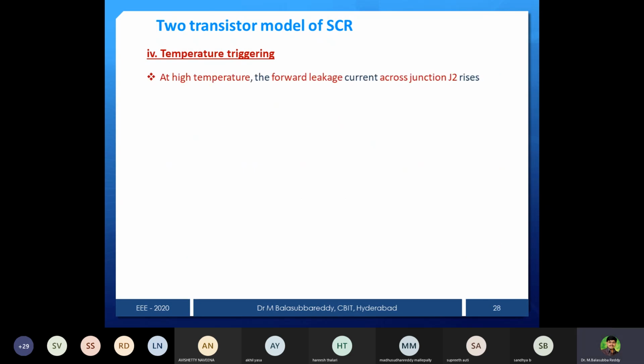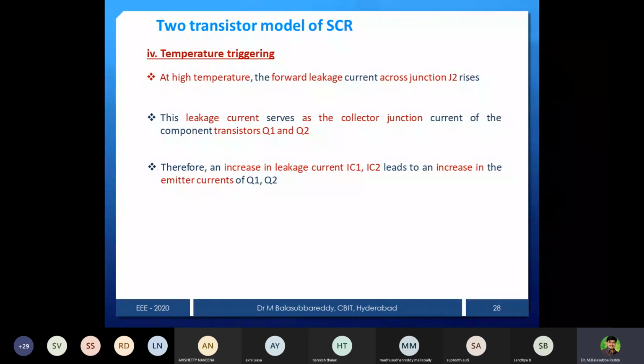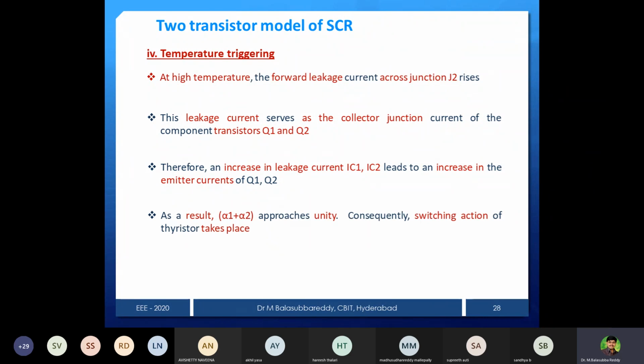At a higher temperature, the forward leakage current across junction J2 is going to rise, and the leakage current serves as the collector junction current of the component transistors Q1 and Q2. Temperature rising means junction J2 temperature rises, leakage currents increase, that leads to alpha 1 and alpha 2 increasing, and finally junction J2 is going to break down. Same logic: IC1 and IC2 increase, then alpha 1 and alpha 2 increase, then finally it takes place as a triggering. But this is unwanted, so we have to make use of heat sinks.